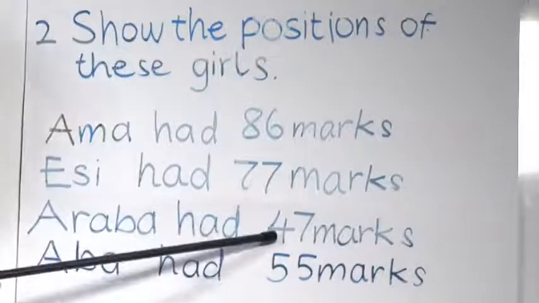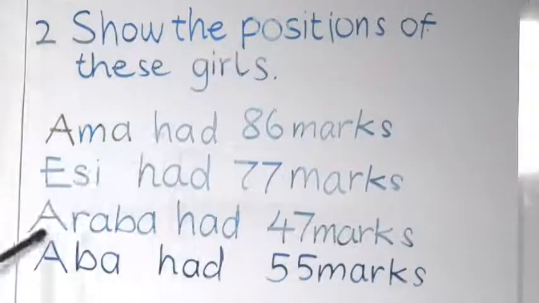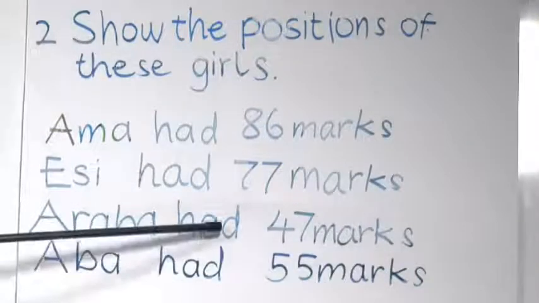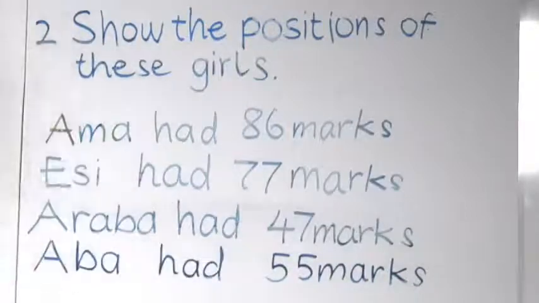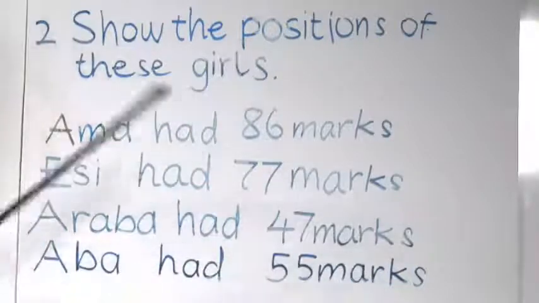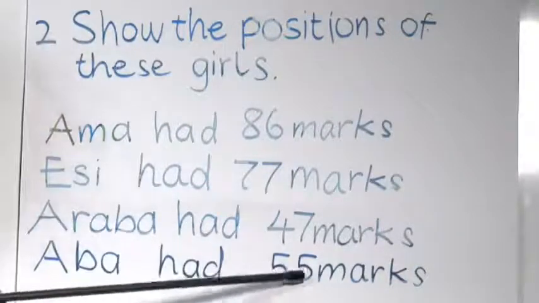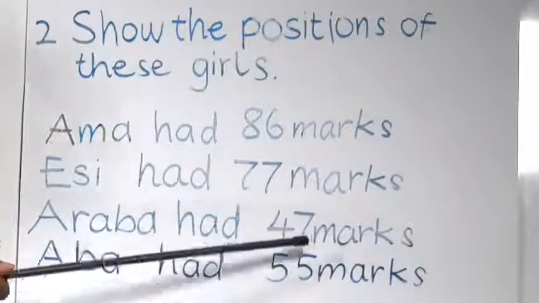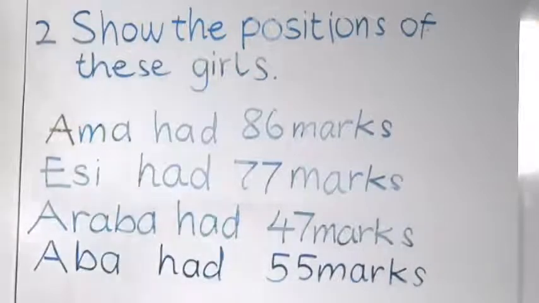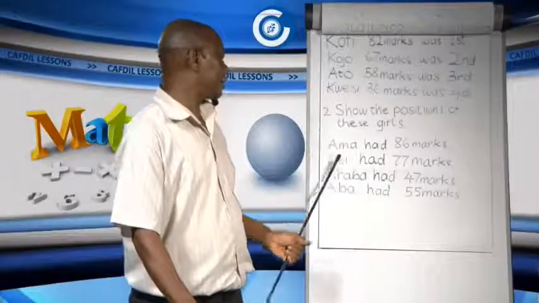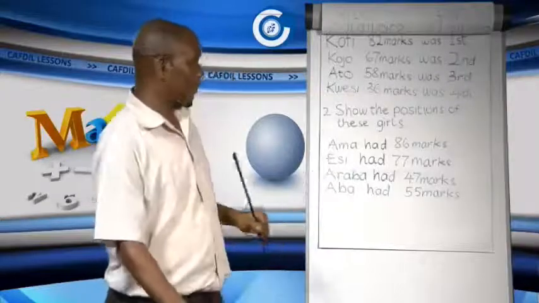Araba had 47 marks. And Abba had 55 marks. Now, we are to show the positions of these girls, Amma, AC, Araba, and Abba.